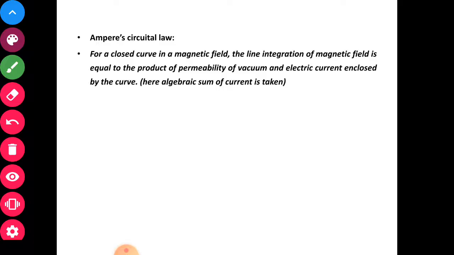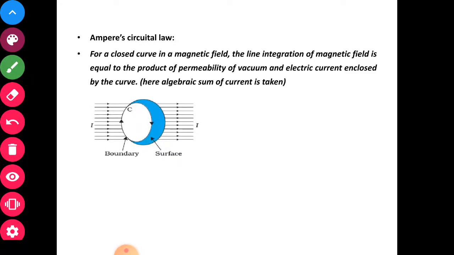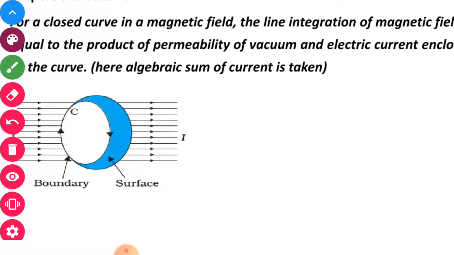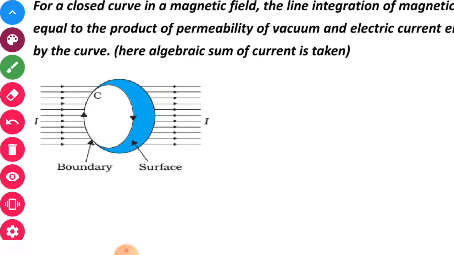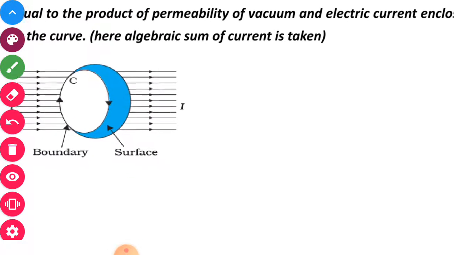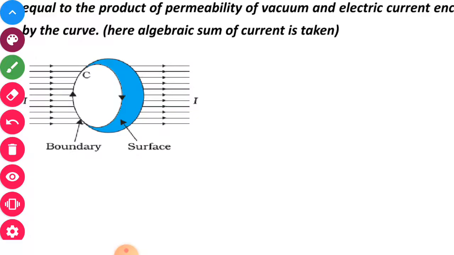the curve. Okay, so it is nothing but, say for example, you have these current carrying conductors. Now try to understand this figure. These horizontal lines are current carrying conductors, and we have considered one closed loop, or we can say closed curve. So for a closed curve in a magnetic field, line integration of magnetic field is equal to the product of permeability of vacuum and electric current enclosed by the curve. So the curve is considered by you. This is a curve which you have considered.